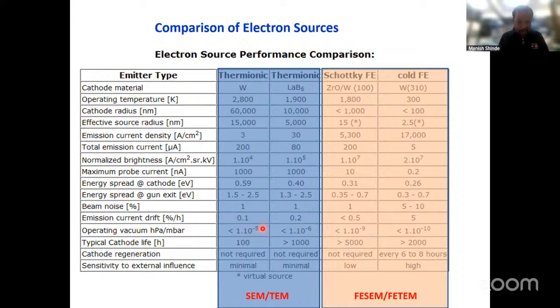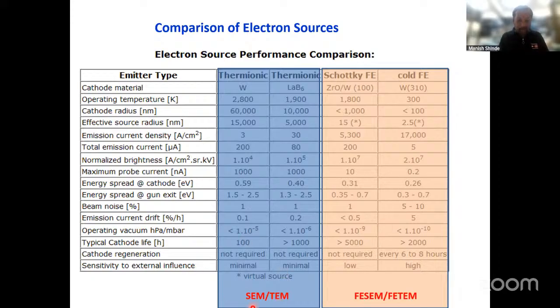Here, if you look at the operating vacuum required, it is 10⁻⁶ to 10⁻⁵ Pascal, or millibar. But if you look at field emission sources, the vacuum requirement is 10⁻⁹ to 10⁻¹⁰ millibar. So to generate that much high vacuum, you need more pumps, good quality pumps, so that increases the cost of the machine.